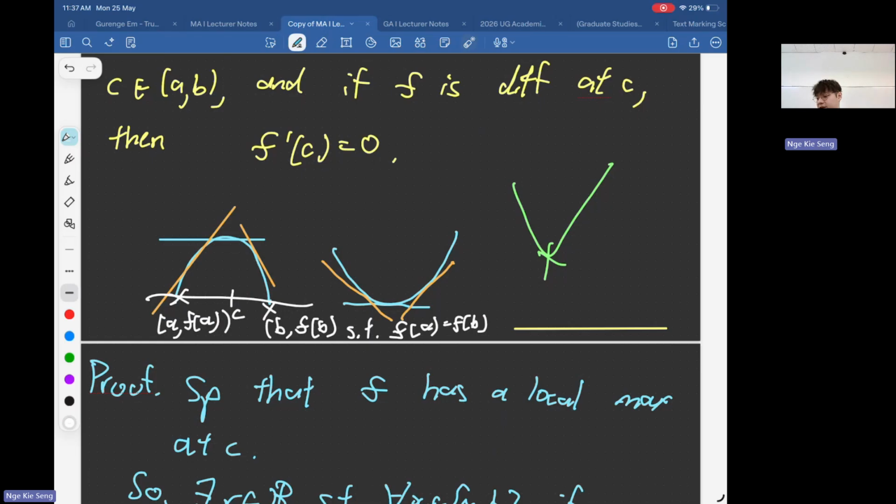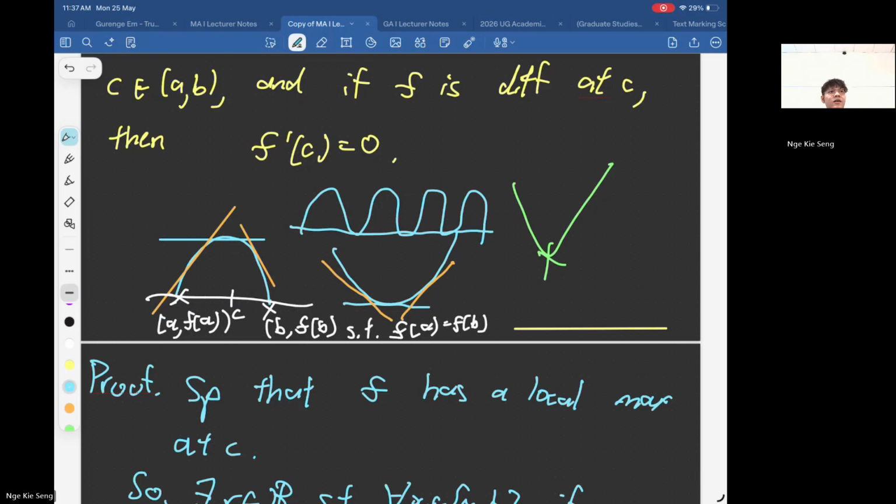So you can imagine something like this. Like that. Does it make sense? So then you can have multiple points that have a zero derivative, a horizontal tangent line. Does it make sense?